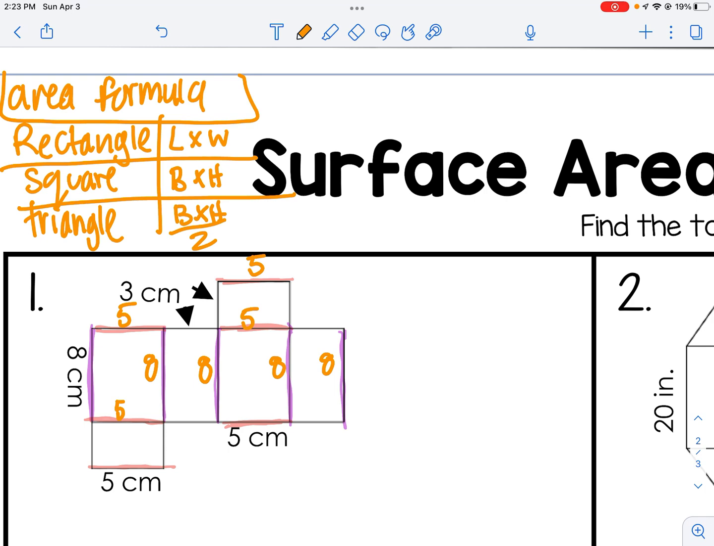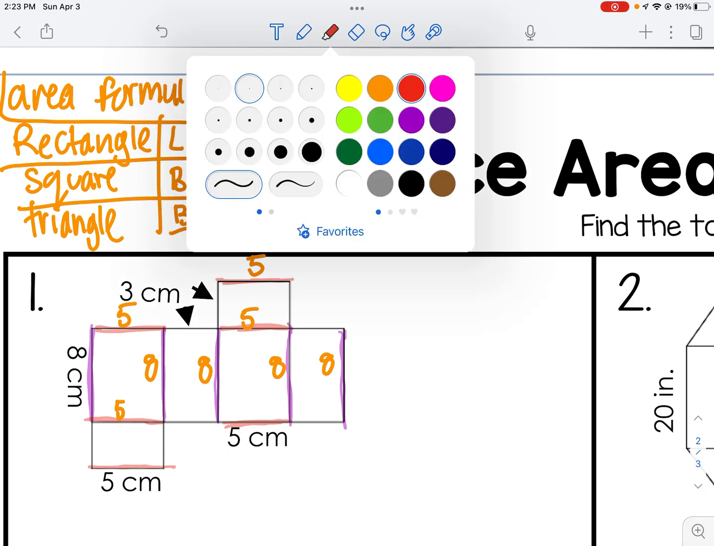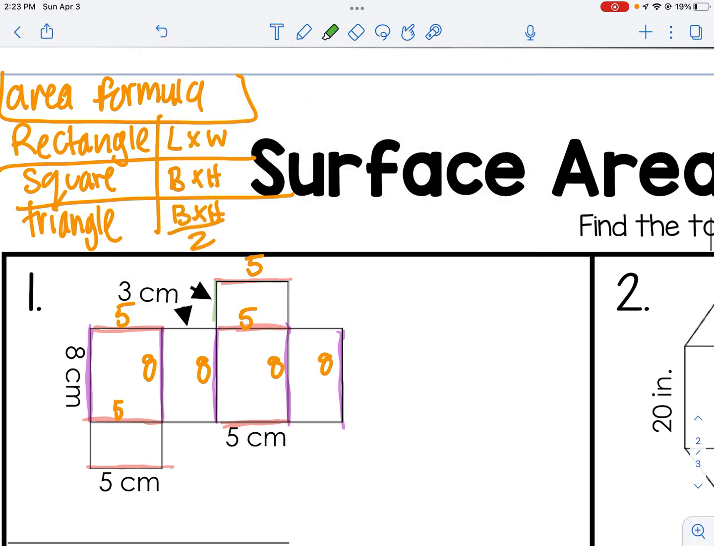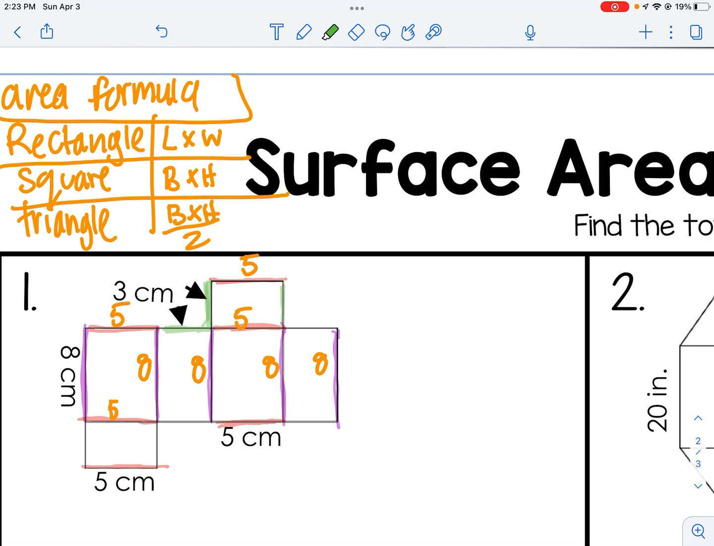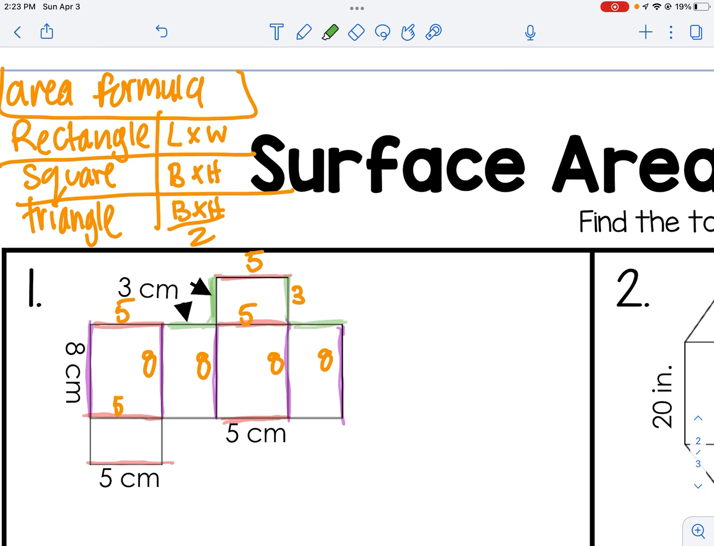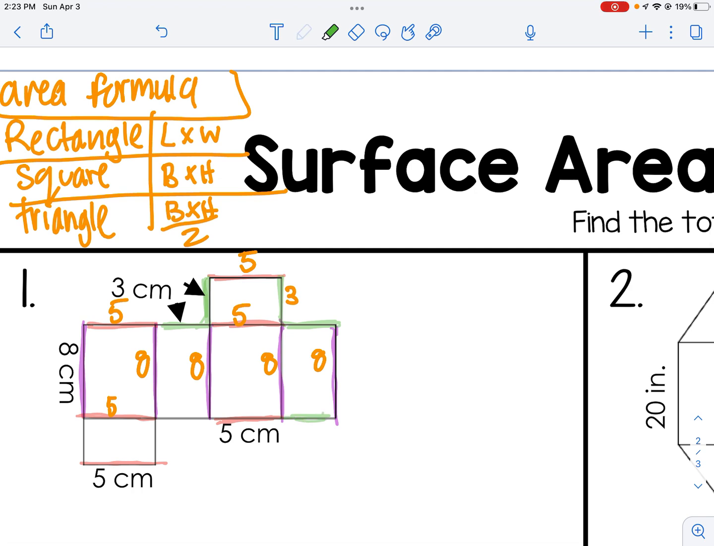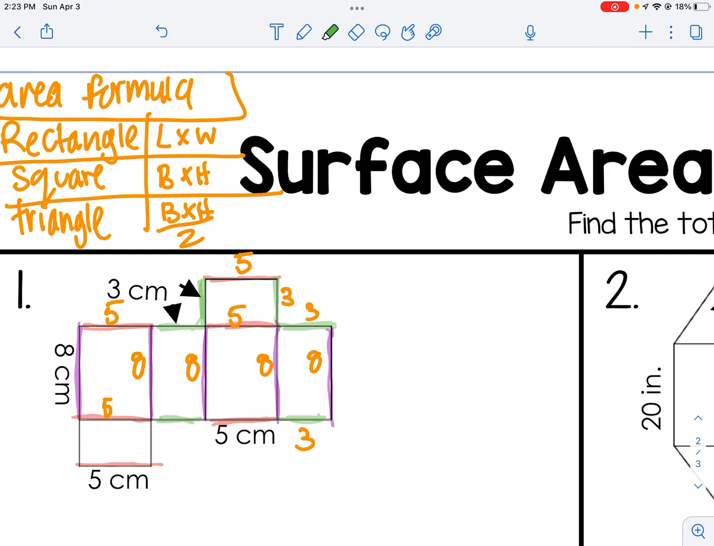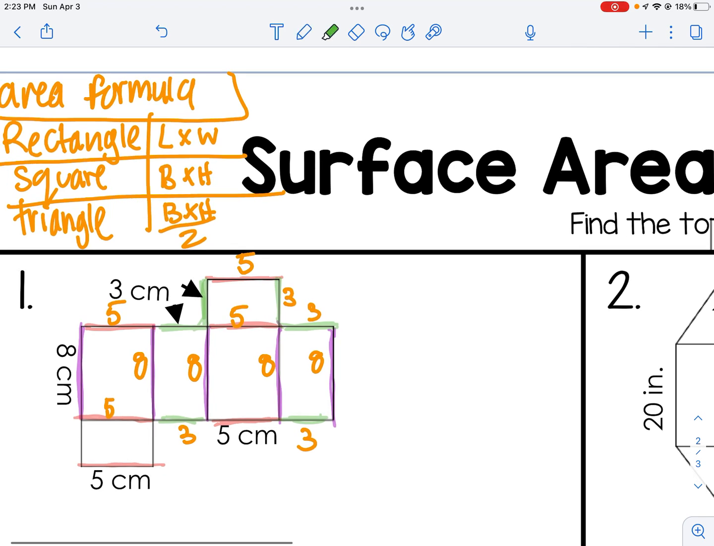Now I have one more number left to label, which is a 3. And according to this side and this side are both 3s. So if this side is a 3, that means this side is also a 3, which means this one is a 3. This one right below it would also be a 3. This would be a 3. And I know it's a 3 because they're the same lengths. This one and this one.